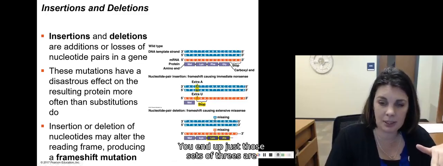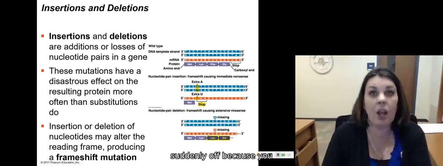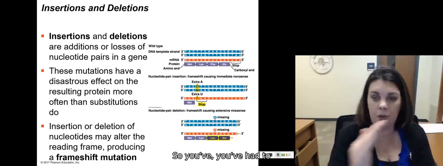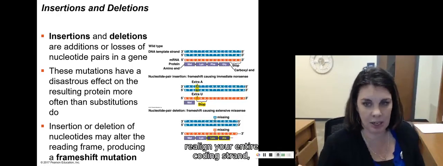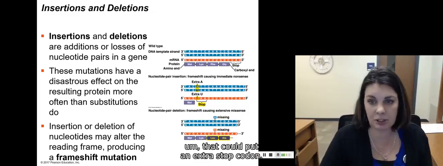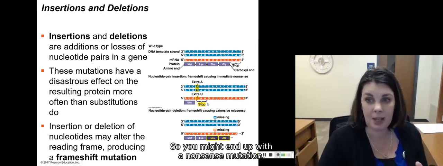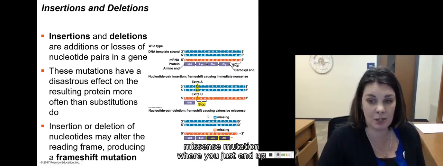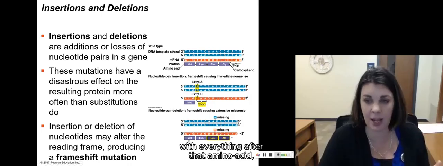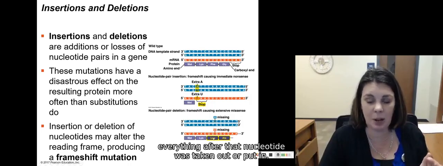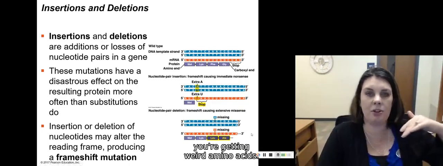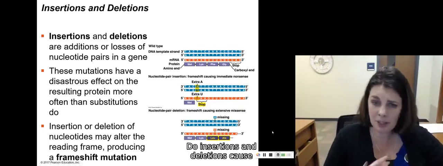Does that make sense? Those sets of 3s are suddenly off because you stuck in a 4 or a 2 somewhere. So you've had to realign your entire coding strand. That could put in an extra stop codon, so you might end up with a nonsense mutation. You could have an extensive missense mutation where everything after that nucleotide was taken out or put in, the frame is shifted. So everything after that, you're getting weird amino acids.